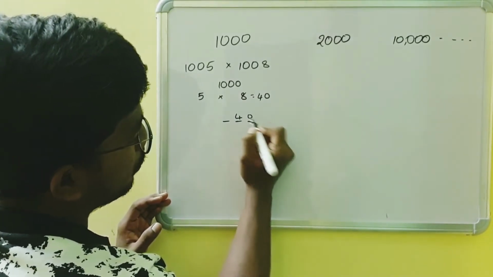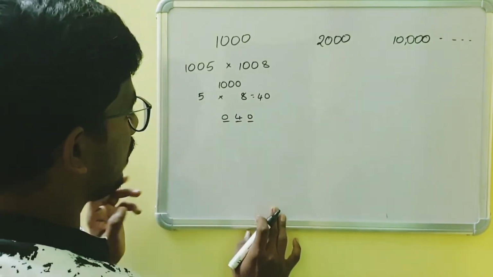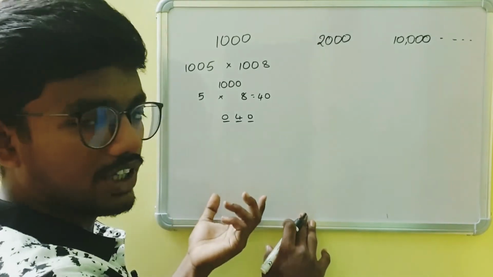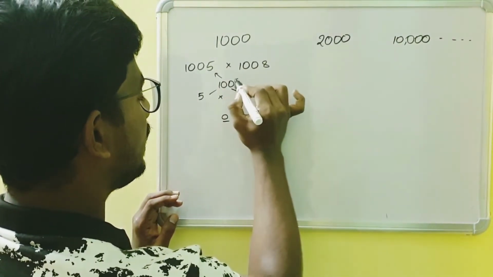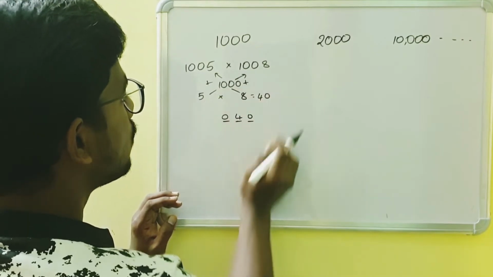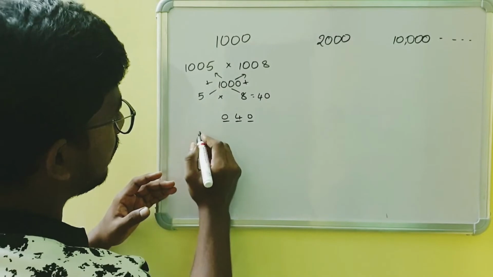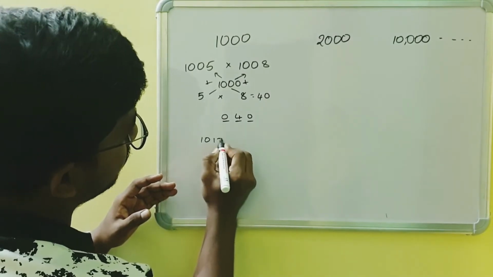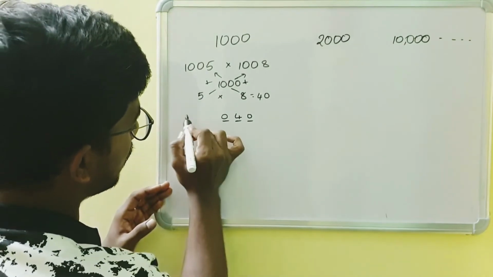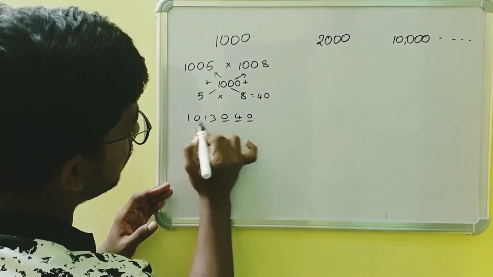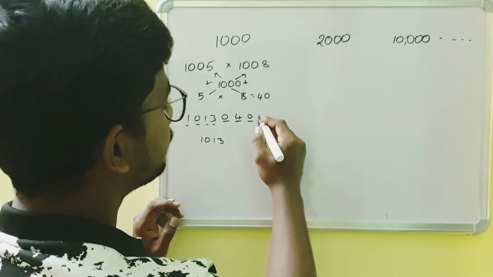So I will take 40 in the last two digits, and I will keep the remaining value as 0. Okay. After this, we have to add the cross differences. So by adding 1005 with 8 or 1008 with 5, I will get 1013. Okay, 1013 as my answer. So here 1013040 is my required value.